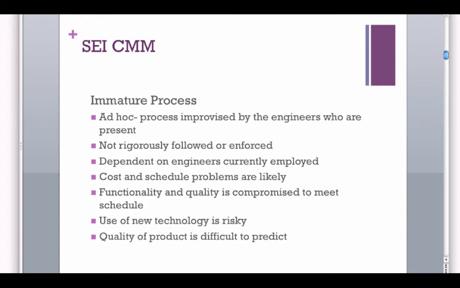And then lastly, the quality of a product is very difficult to predict in an immature process. So again, if in that first group we had 15 smart people, you probably would have guessed, well, 15 smart people are going to make a pretty good product. And it turns out that that's not quite how it happened.